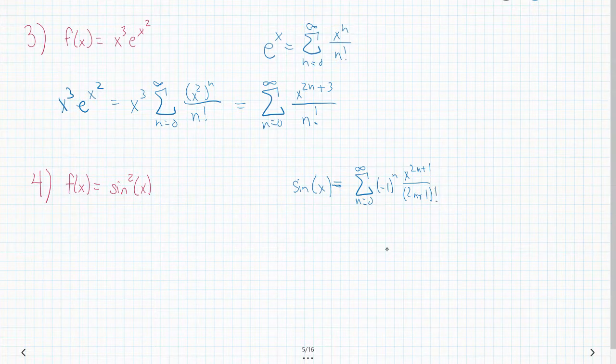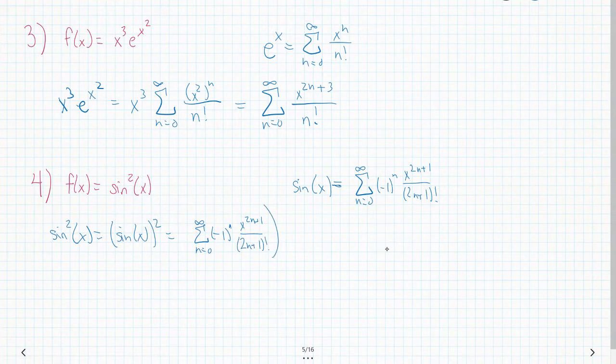And so what some people might think is, okay, so sine squared of x equals, well, this should just be, let's write it this way, sine of x, the quantity squared, which that should just be the summation n equals 0 to infinity of (-1)^n x to the 2n plus 1 over (2n plus 1) factorial, and then we're going to take that and square it, right?